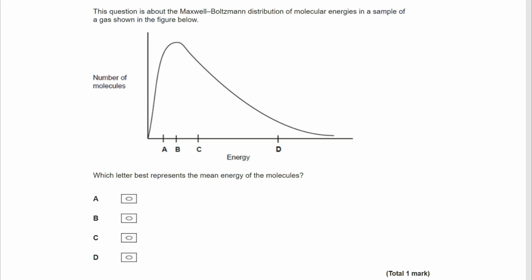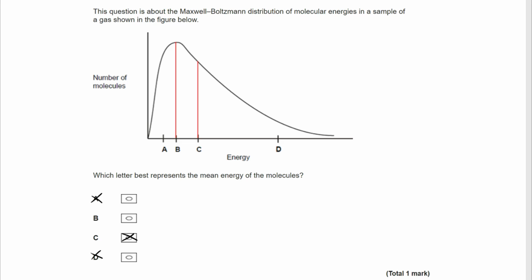And again, this is about knowing your way around a Maxwell-Boltzmann curve and knowing what the shape is, but what is important about each part of that shape. So hopefully you have immediately dismissed A and D. B and C are the two most important ones for us on here. One of them is the most probable energy and one of them is the mean energy. And C is the mean energy.